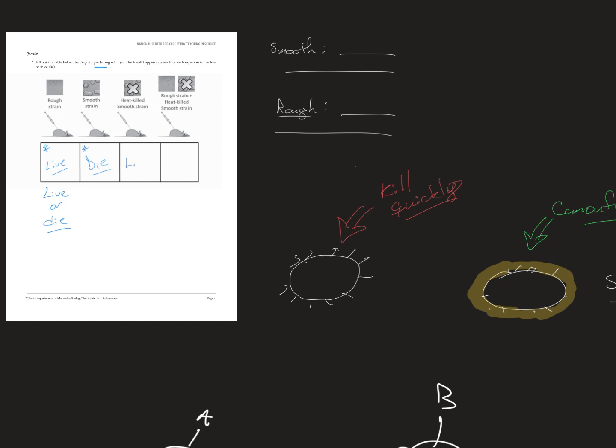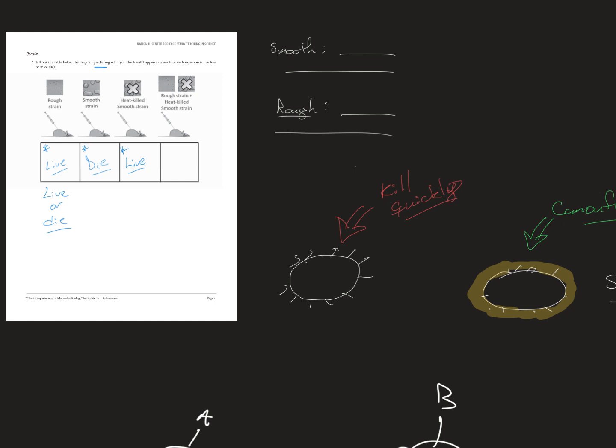Let's say we expect it to live. We're predicting it's going to live because the bacteria can't grow, right? That's our hypothesis, that this smooth coated bacteria is going to grow and kill the mouse. But if it's dead, it can't grow, so it can't kill anything. So the mouse should be alive.